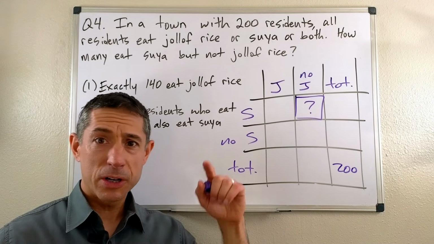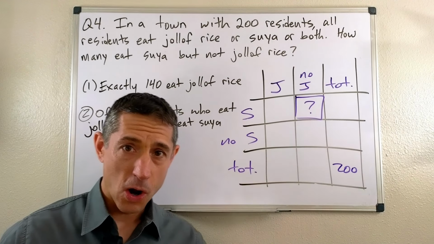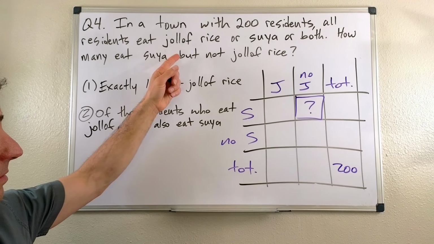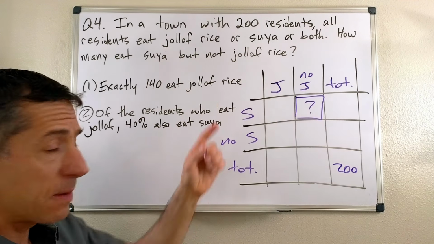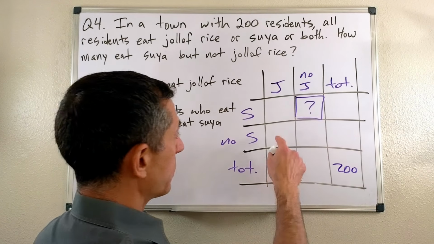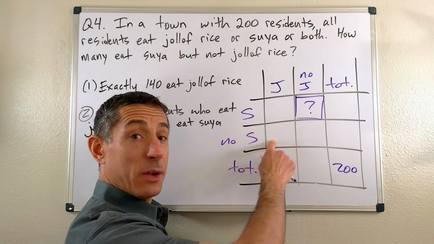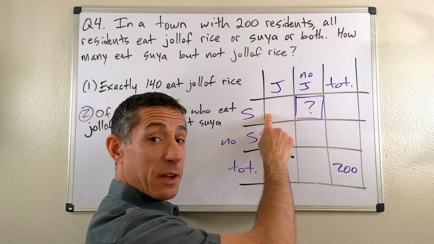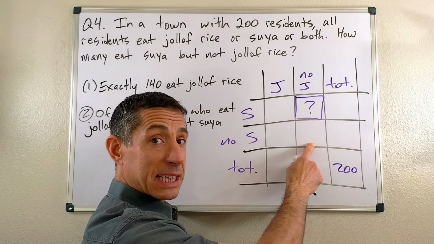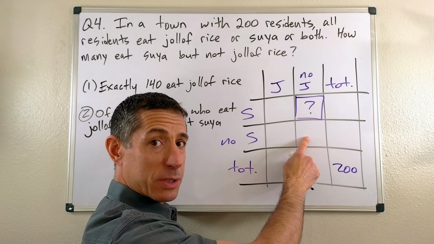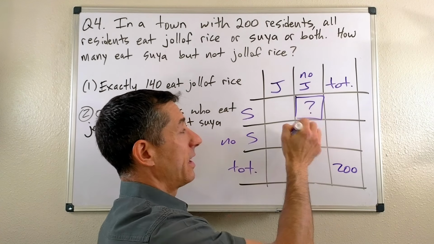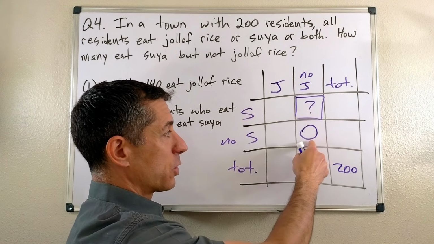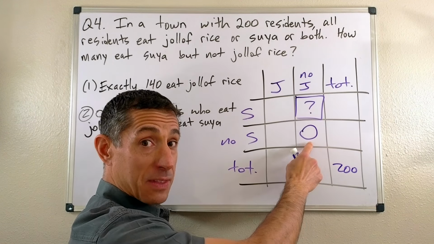Now, if from here you jumped into the statements, that's where all of this ran off the rails for you. All of the residents eat jollof rice, or they eat suya, or they eat both. Okay, so we've got people who eat jollof rice, but not suya. Cool. We want to know the number of people who eat suya, but not jollof rice. We've got people who eat both. They didn't say it explicitly, but how many people eat none? Neither of those things. Nobody. Everybody in this town eats suya, or jollof, or both. So this is a 0. We have a number in there that's implied.